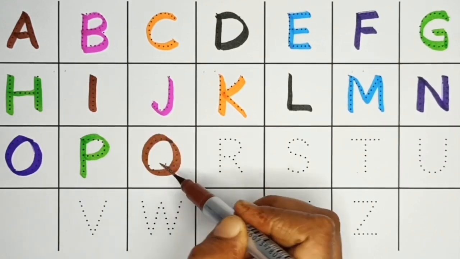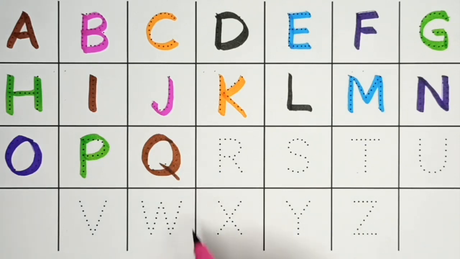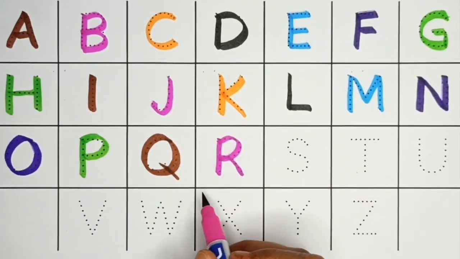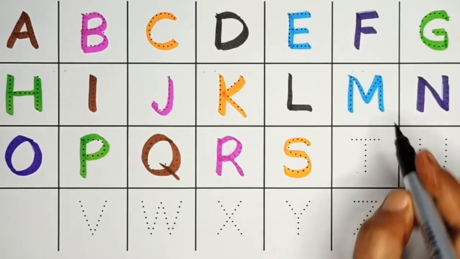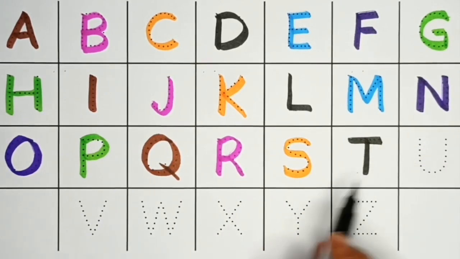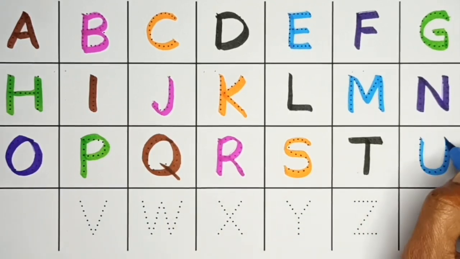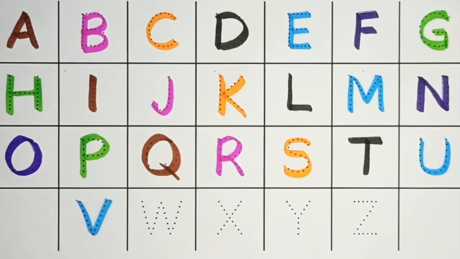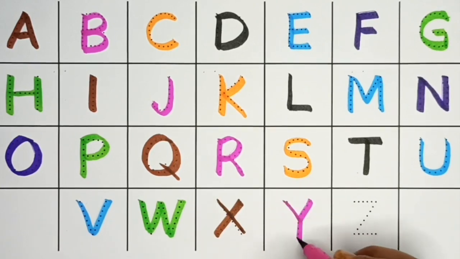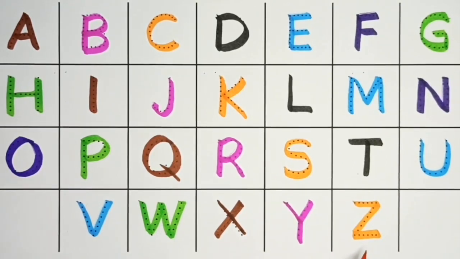Q for queen. R for rabbit. S for shape. T for tree. U for umbrella. V for van. W for watch. X for xylophone. Y for yak. Z for zebra. Thank you.